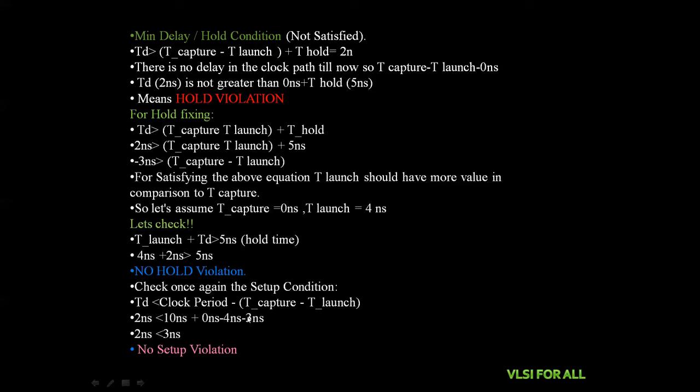TD less than the clock period minus T capture minus T launch. T capture is 0, T launch is 4. We also need to keep minus T setup time, so that's why I have written minus 3. 10 minus 4 minus 3, 10 minus 7 is 3, and 3 is greater than 2. So no setup violation. In this way, we can rectify the setup and hold time violation.